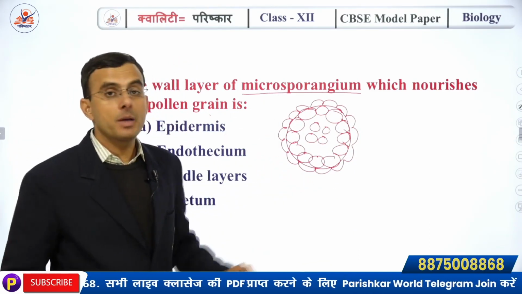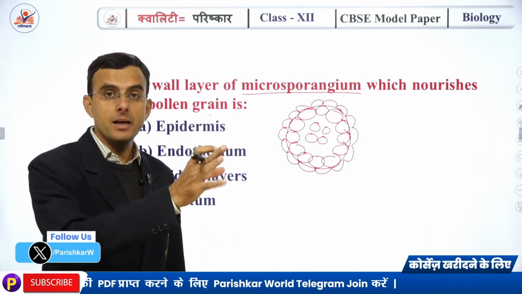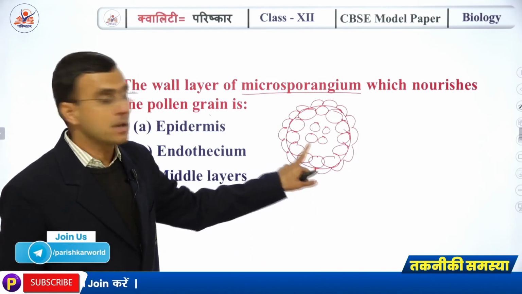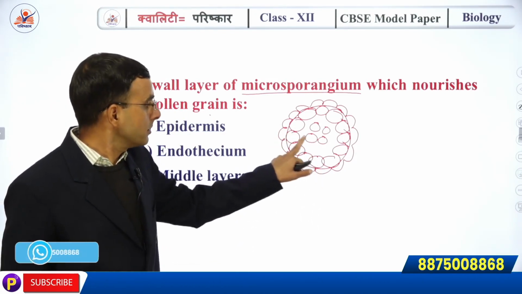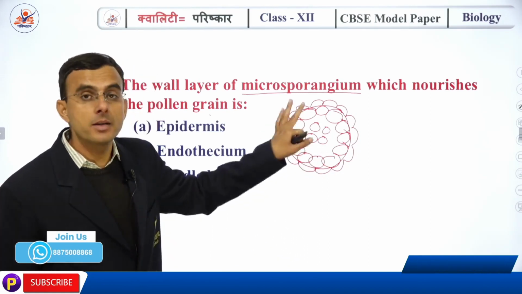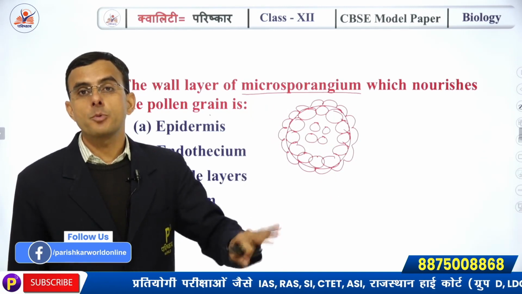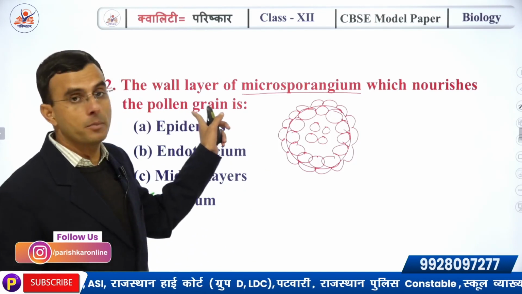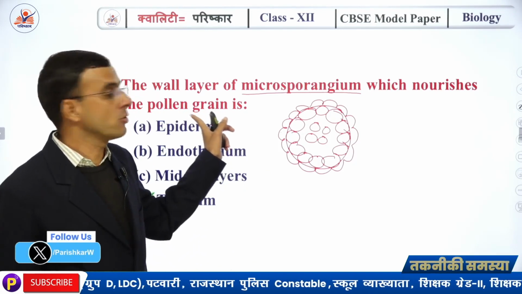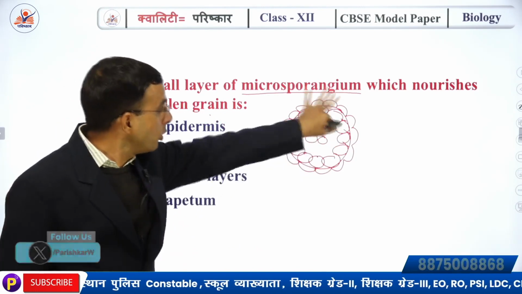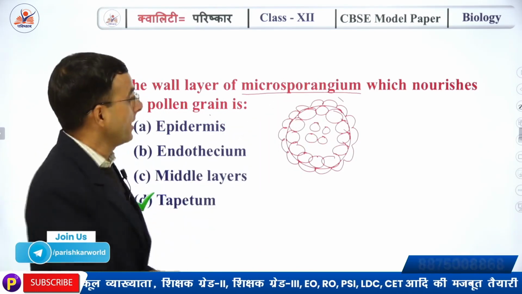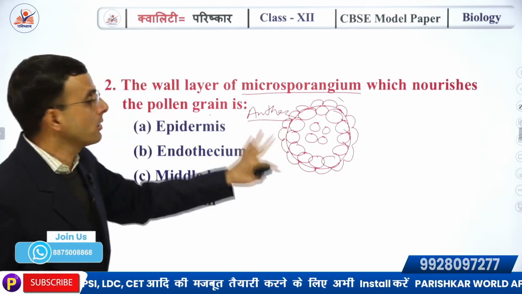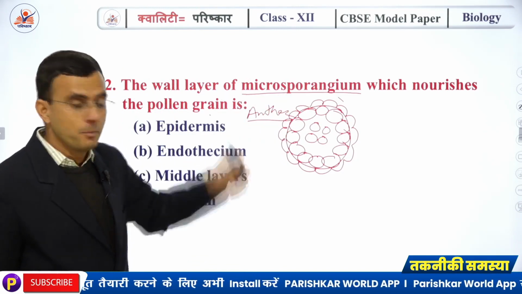That tapetum takes nutrition from the middle layer and supplies that food material to the microspore mother cells. The microspore mother cells undergo meiosis, and after meiosis they convert into microspores. These microspores later develop into the male gametophyte, known as the pollen grain. That whole structure is known as the microsporangium, and it is present in the anther. So that is regarding the development of the male gametophyte.